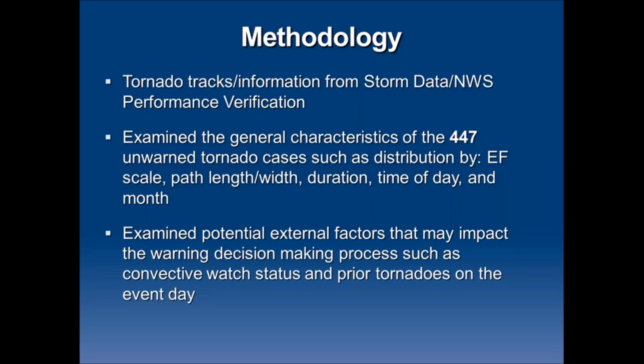We're going to look at the distribution of those cases by EF scale, path length and width, duration, time of day and month. We're also going to examine any potential external factors that might have impacted the warning decision-making process, such as whether there was a convective watch in effect, whether there were prior tornadoes on that day, or whether it was the first tornado of the day.